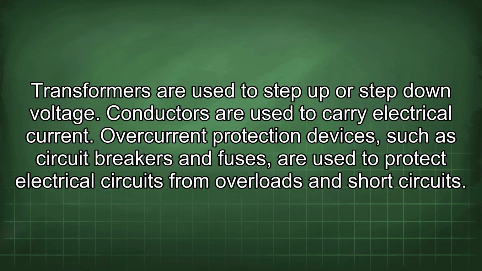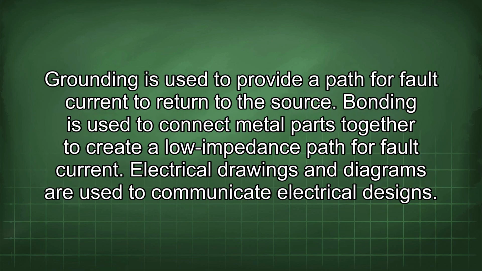Transformers are used to step up or step down voltage. Conductors are used to carry electrical current. Overcurrent protection devices, such as circuit breakers and fuses, are used to protect electrical circuits from overloads and short circuits. Grounding is used to provide a path for fault current to return to the source. Bonding is used to connect metal parts together to create a low impedance path for fault current.